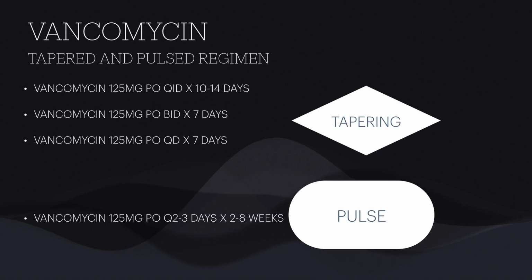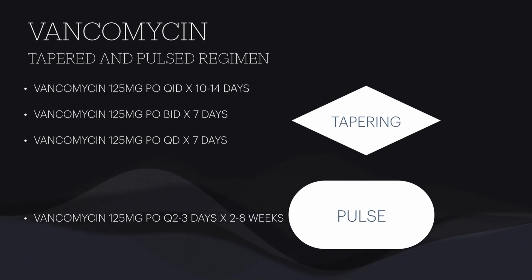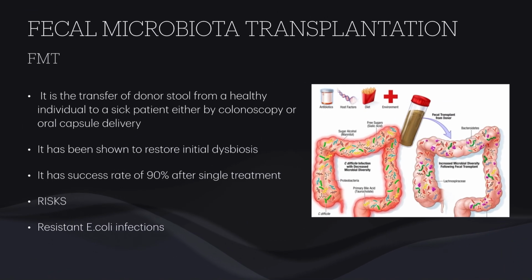Vancomycin tapering is done by reducing the dosing frequency over a few days, and then the vancomycin high dose is pulsed every 2 to 3 days for 2 to 8 weeks. So this tapering and pulsing is known as the vancomycin tapered and pulsed regimen, used in cases of recurrences.